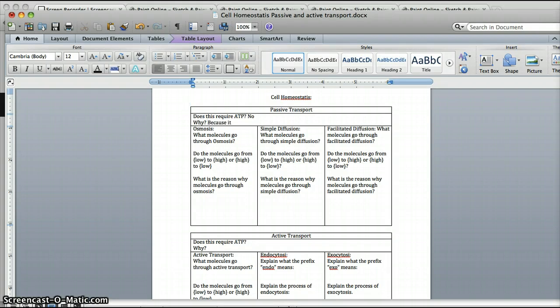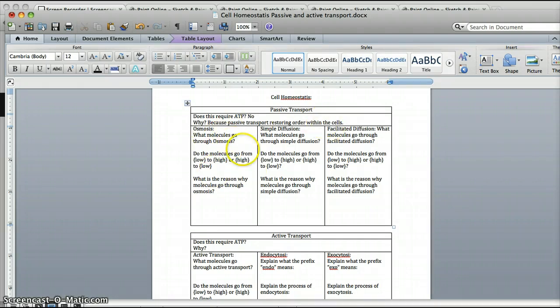Because passive transport, basically what it's doing, it's restoring order within the cells. And it doesn't really need energy to do this.